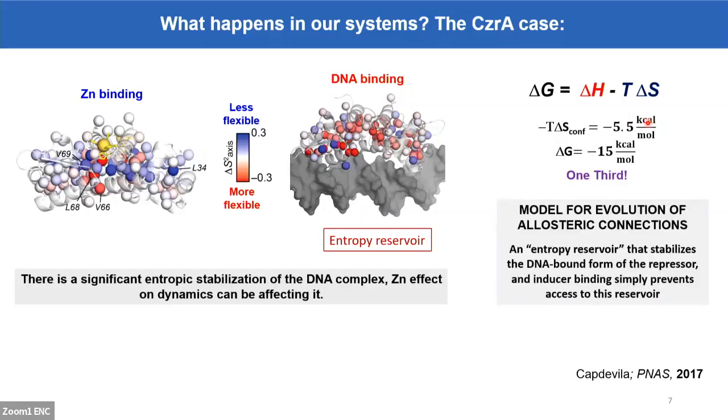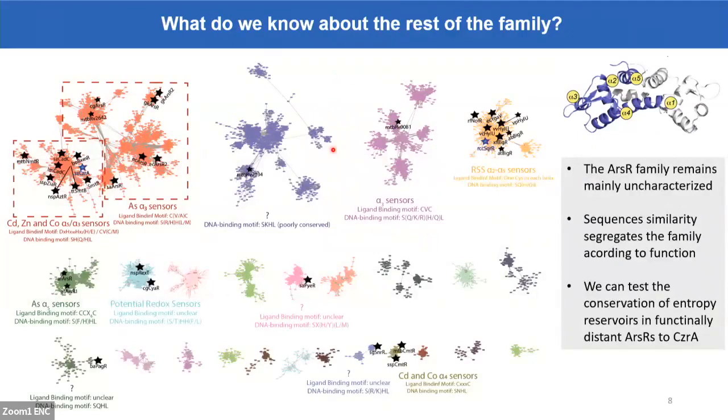So this allowed us to come up with a model for the evolution of these different allosteric connections in which an entropy reservoir stabilizes the DNA-bound form of the repressor, and inducer binding simply prevents access to this reservoir. But to test this hypothesis, we need to know what happens in the rest of the family, not just one member. So what do we know about the rest of the family? And the answer to that question is fairly little.